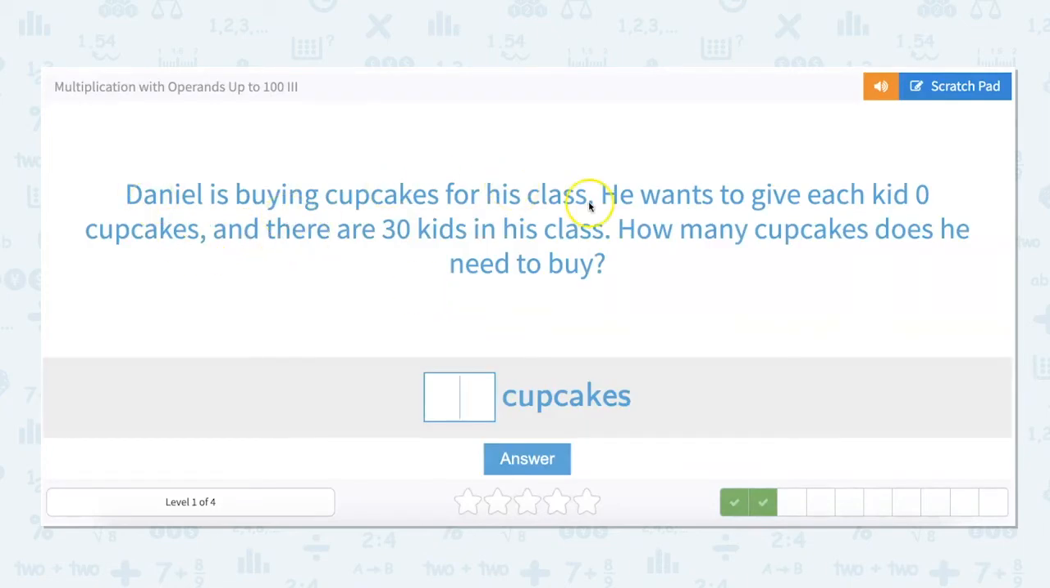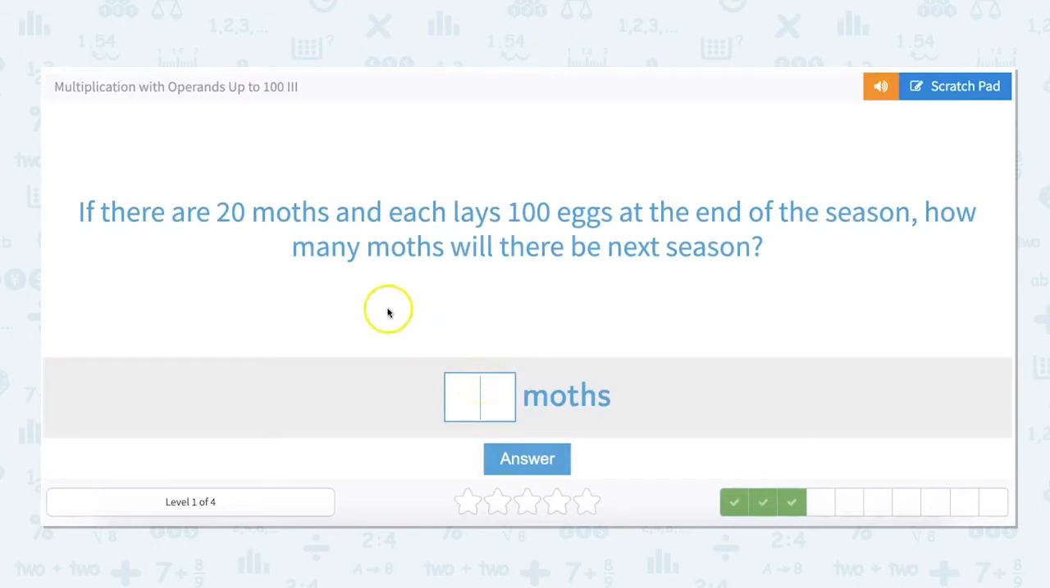Daniel is buying cupcakes for his class. He wants to give each kid 0 cupcakes, and there are 30 kids in his class. So how many cupcakes does he need to buy? All right, well, this one we really don't even have to show our work, because he wants to give each kid 0 cupcakes. And even though there's 30 kids, anytime you multiply a number by 0, your answer is going to be 0. That's right. Not very nice, is it? Giving 0 cupcakes. All right.